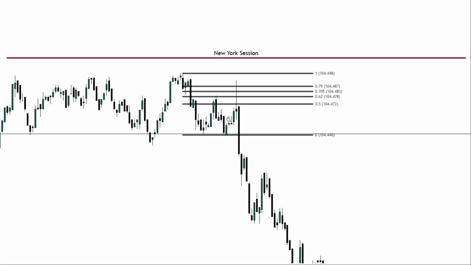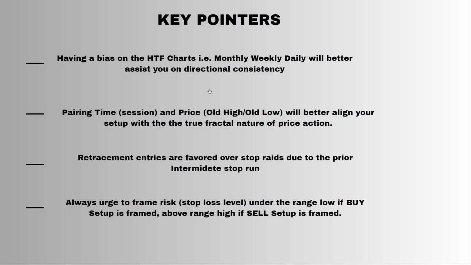And for the sell setup, if we're shorting in the 62 to 79% retracement level, we want to frame our risk with the stop loss being above that range high, which is above here. So from high to low range, we retrace up into the range, 62 to 79%. We take the short and we put our stop levels above that range high. Okay.